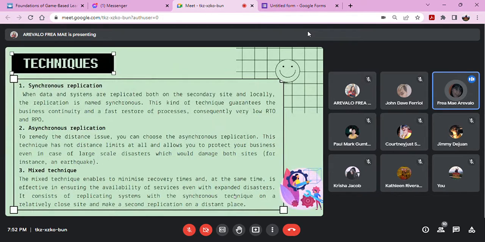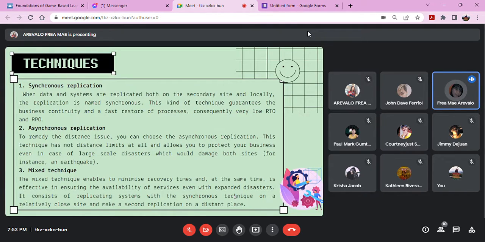So in disaster recovery, we have three techniques. One of those is synchronous replication. When data and systems are replicated both on the secondary side and locally, the replication is synchronous. This kind of technique guarantees business continuity and a fast restore, consequently a very low recovery time objective and recovery point objective. So dito, yung the way na pag-save ng or pag-write ng product data sa primary storage, dapat nare-replica siya ng simultaneously, and dapat yung primary copy and the replica should always remain synchronous at all times.